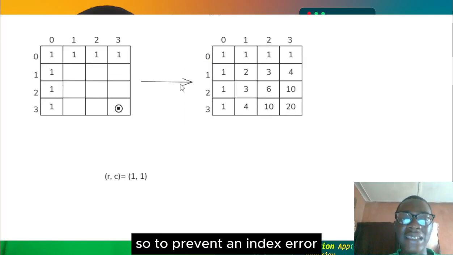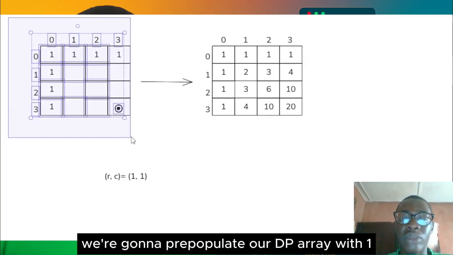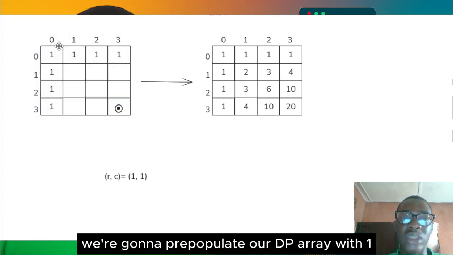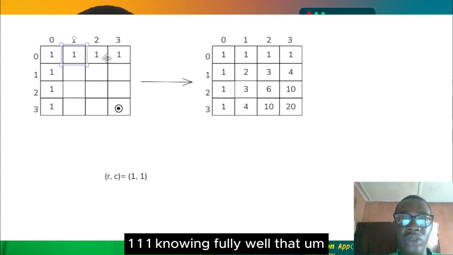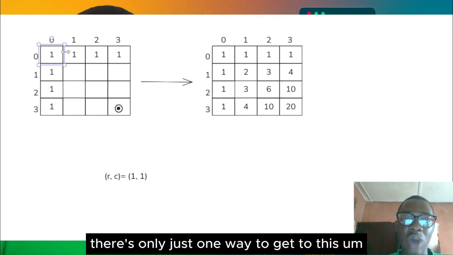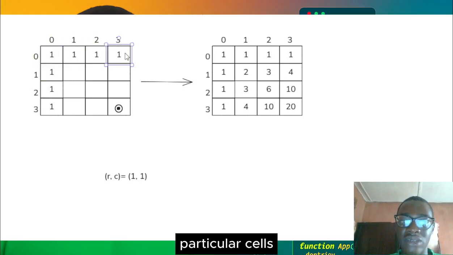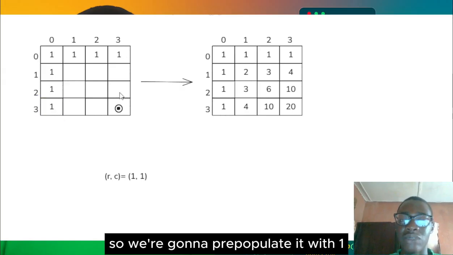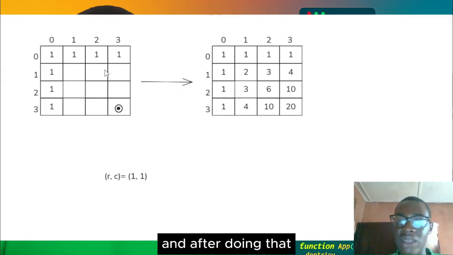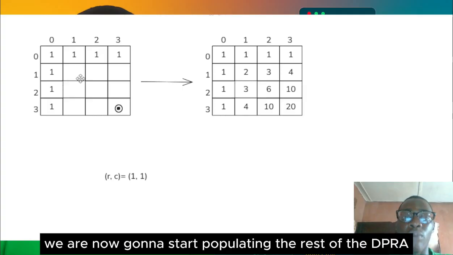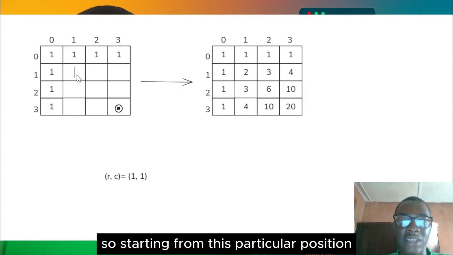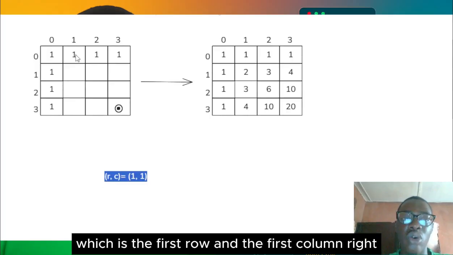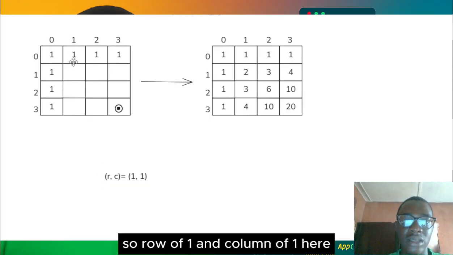So to prevent an index error, we are going to pre-populate our DP array with 1 1 1 1, knowing fully well that there's only one way to get to these cells in the first column and the first row. After doing that, we are now going to start populating the rest of the DP array, starting from this particular position, which is row 1 and column 1, right here.